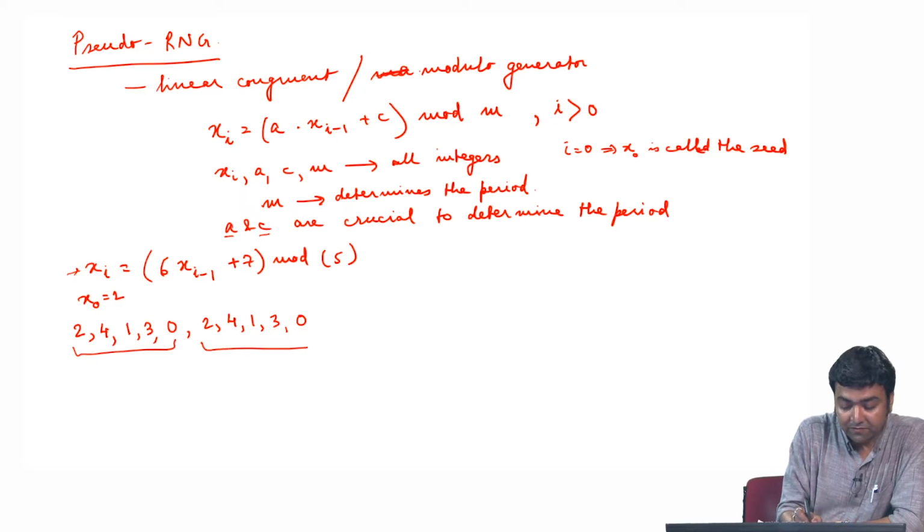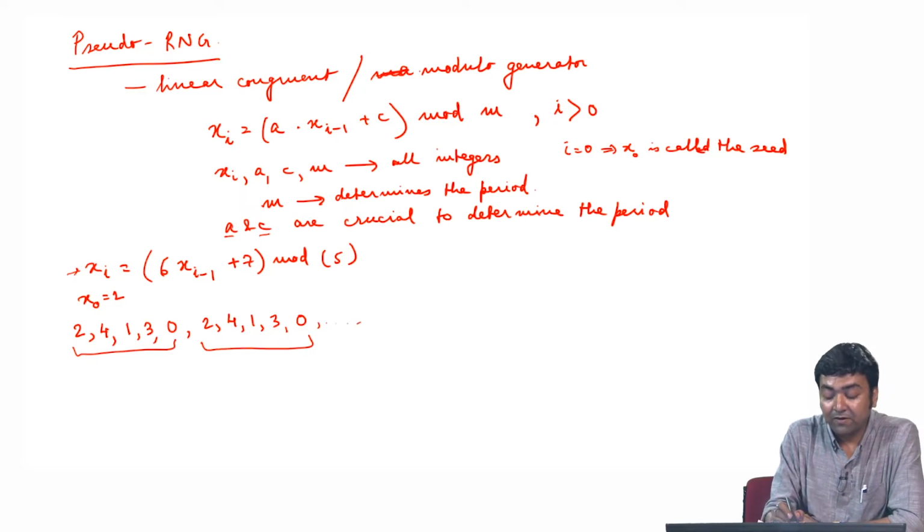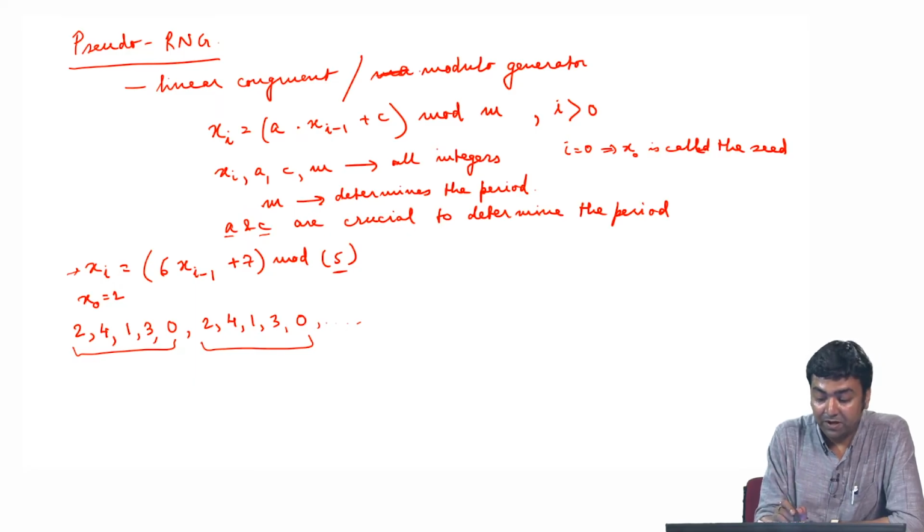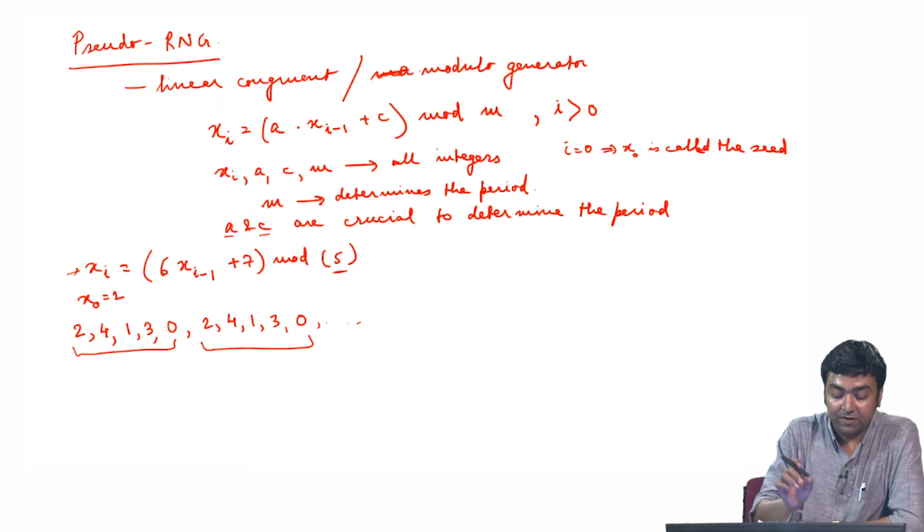So, it repeats after every 5 numbers, as you would have expected, because my modulo here is 5. So, my period is 5. After every 5 numbers it becomes the same.